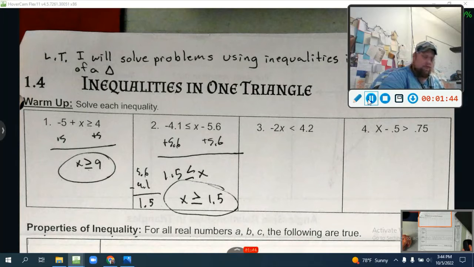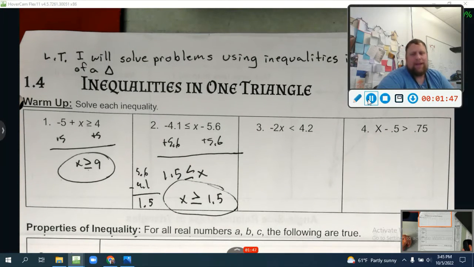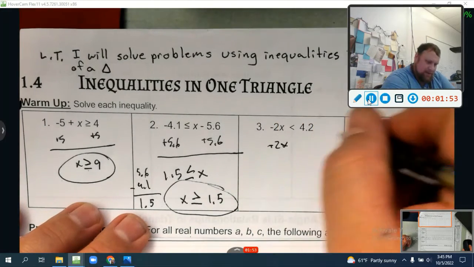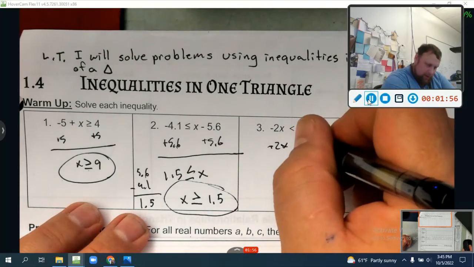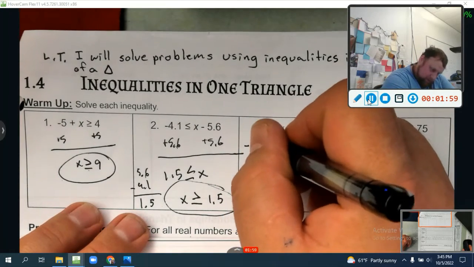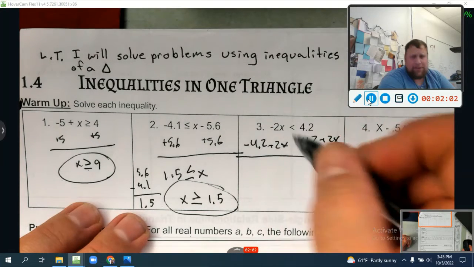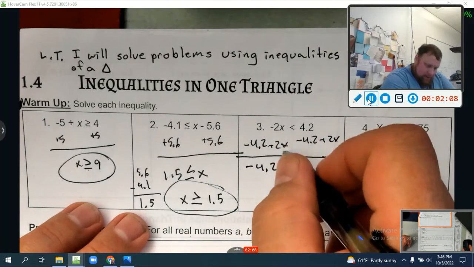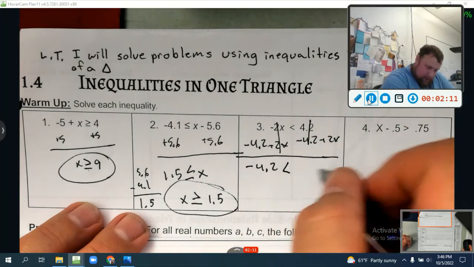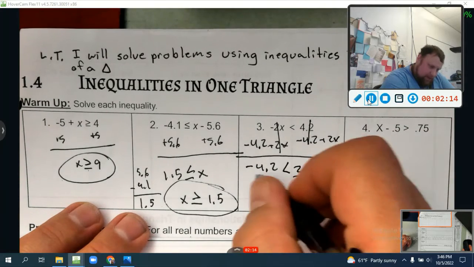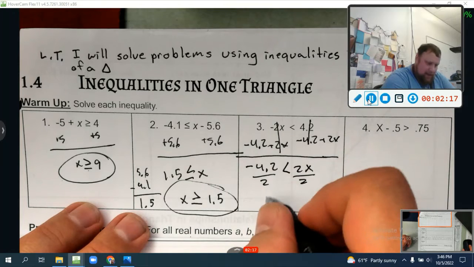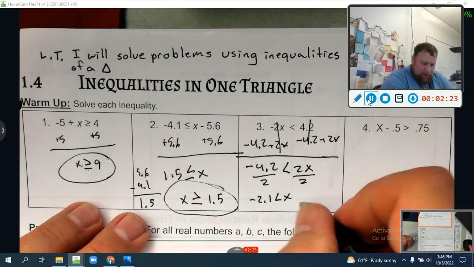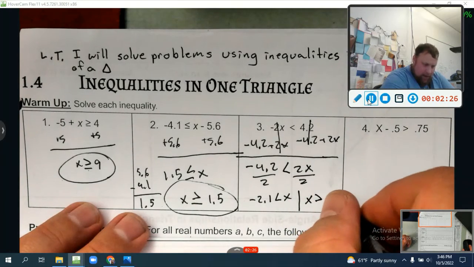Okay, and right here, here's the circumstance. I'm going to show you 2 ways to solve this. I don't want this to be negative, so I'm going to add 2x to both sides. Then I'm going to subtract 4.2. I'm showing you why what I do later works. So I have minus 4.2 is less than 2x. When I divide both sides by 2, I get that negative 2.1 is less than x. Or I could flip that whole thing around and just say x is greater than negative 2.1.